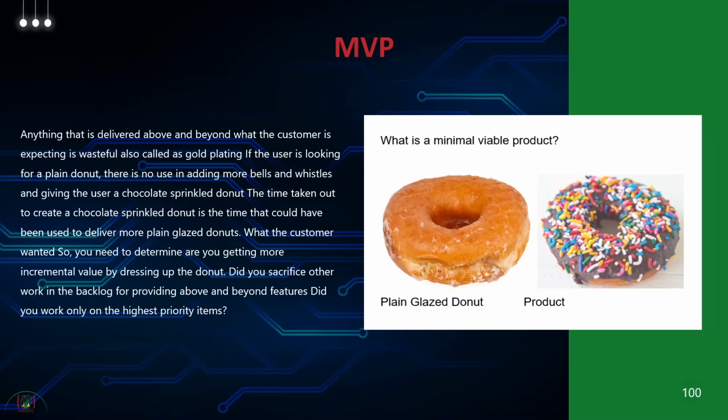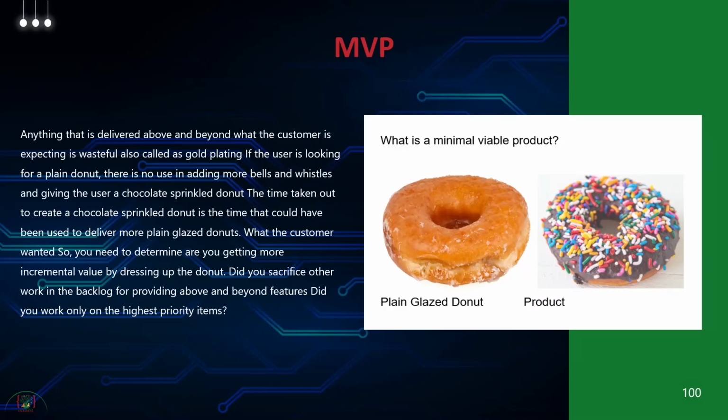Whatever time we used in making this chocolate donut, you could have actually used in making some other product that would have given more value to the customer. Just because you feel that this chocolate donut has more value to you, it may not give more value to the customer. The customer might just be looking for a plain donut. And you have to look at the minimal viable product from the customer's perspective.